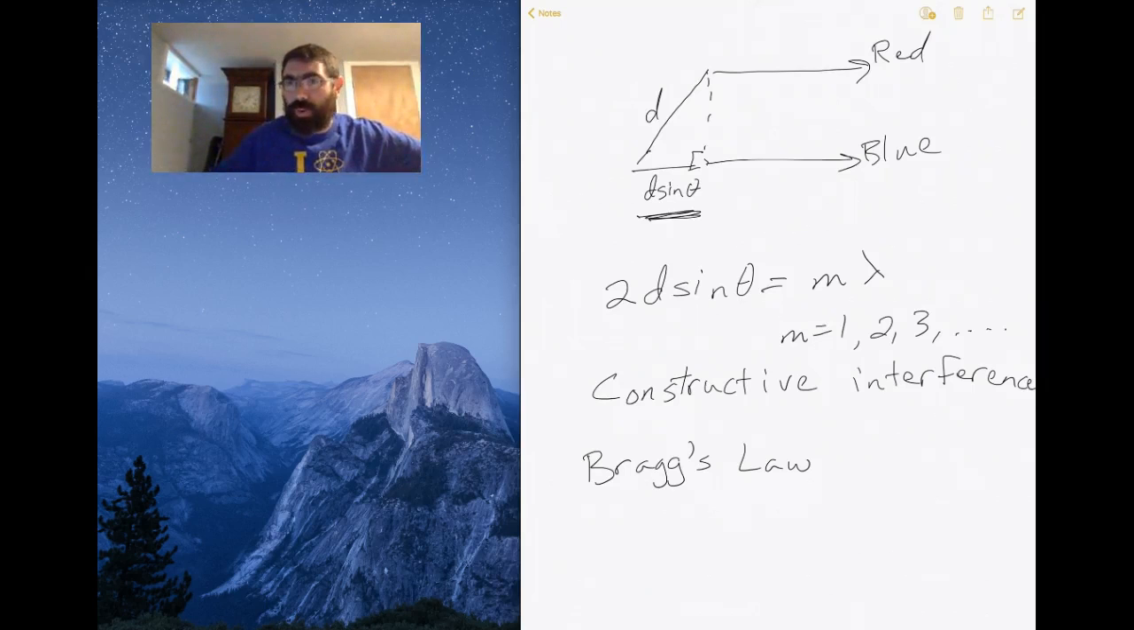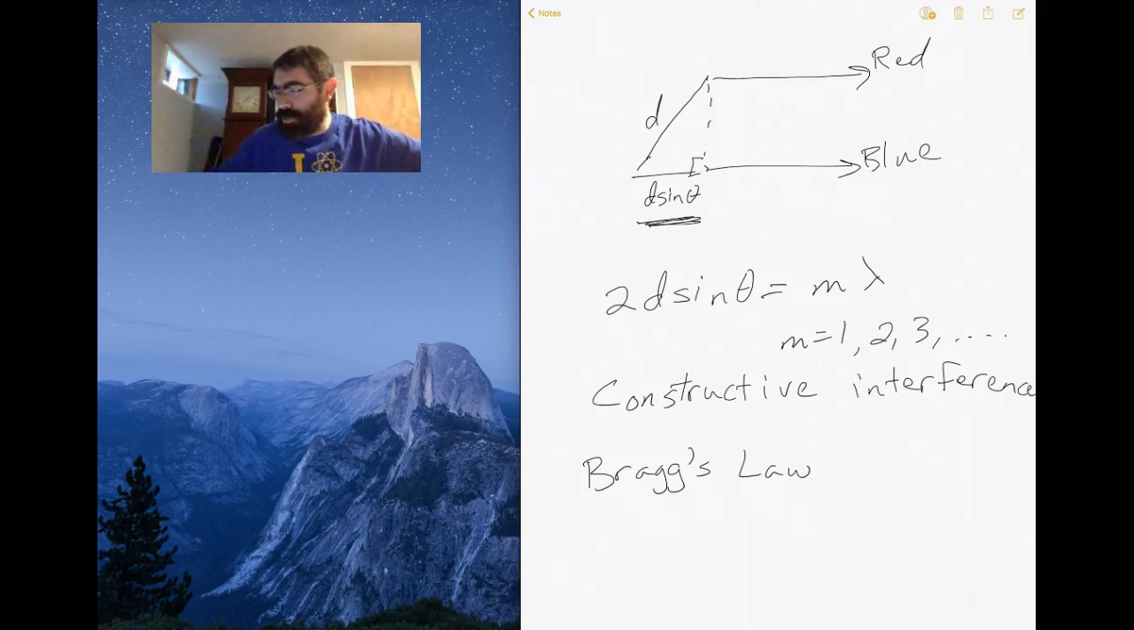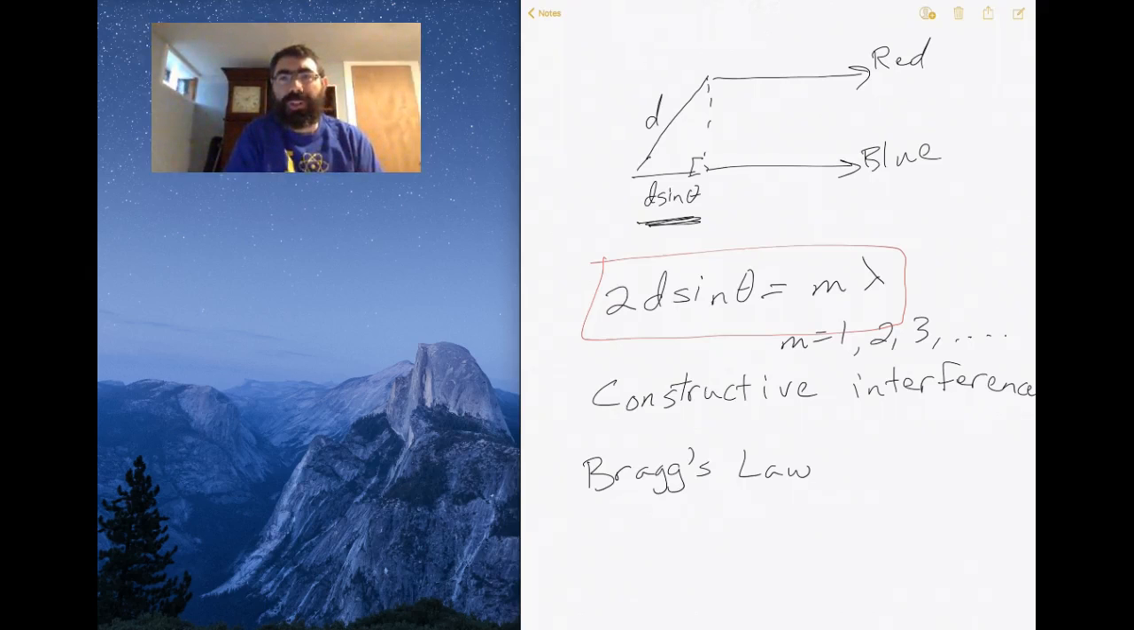So basically with this formula right here, we can now experimentally determine the distance between atoms, d, or the distance between the planes of the atoms, d, by taking an X-ray of known wavelength and scattering off of a crystal and measuring that distance between them, d.